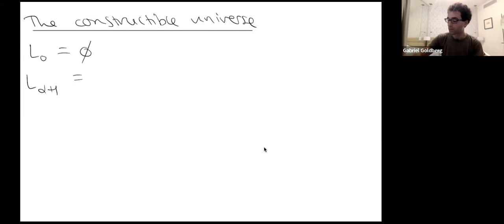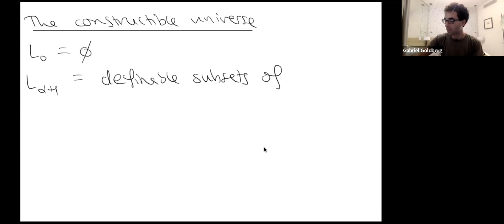all definable subsets of the structure L alpha with the membership relation. Okay, and then you take limits at limit ordinals. You take unions at limit ordinals.